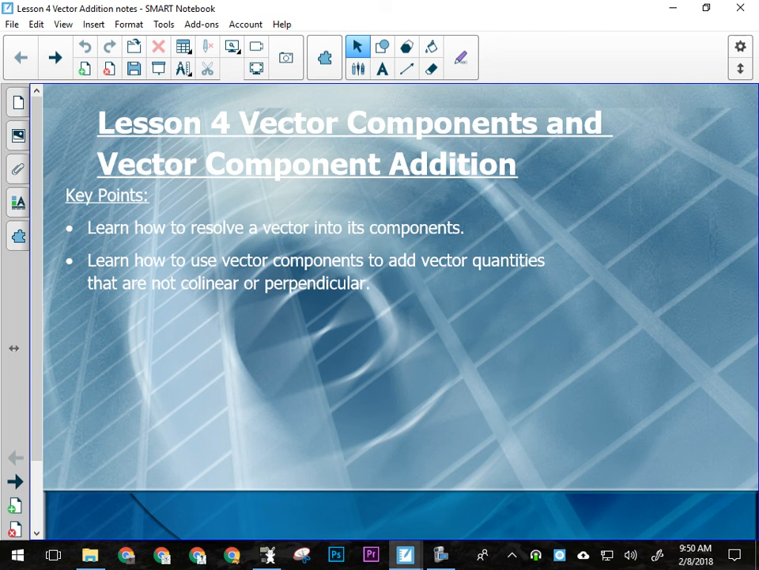Okay, learn how to use vector components to add vector quantities that are not collinear or perpendicular. That was the end result of that problem we just worked on. Okay, we added two vector quantities that were not perpendicular and they were not collinear. Okay, but we could still add them together.